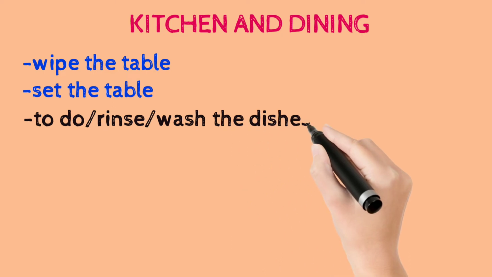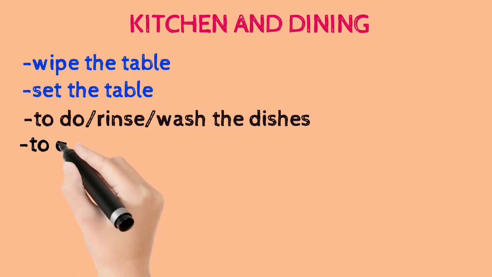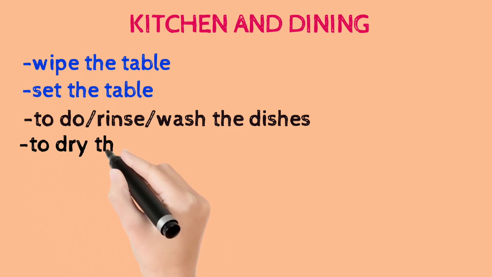Now in this video you have one interesting tip, that what is the difference between dishes and utensils. So dishes are those things in which we eat food. For example, plates, spoons and fork. And utensils are those tools which are used for cooking. Dishes are used for eating and utensils are used for cooking.